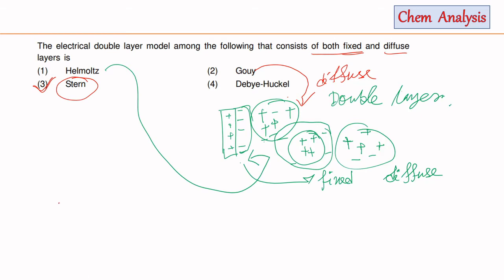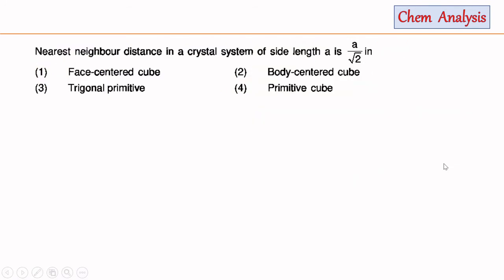And one more important thing, here the fixed layer arises due to chemical adsorption of the opposite charge on the electrode surface or colloidal surface. That is, this is due to chemical adsorption. In case of diffuse layer, there is no such chemical adsorption. So this is one more important thing. So let's see the next question.